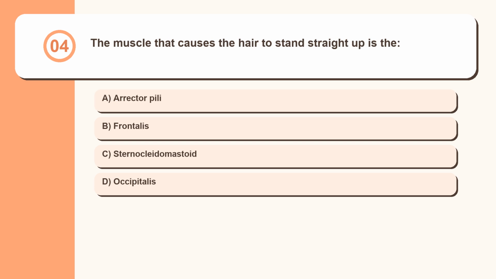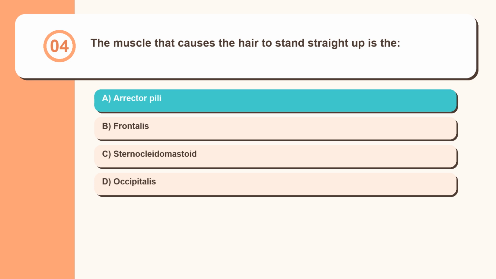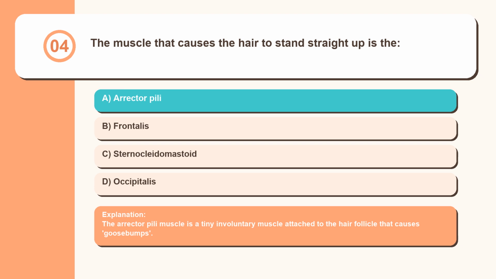Question 4. The muscle that causes the hair to stand straight up is the erector pili, frontalis, sternocleidomastoid, occipitalis. The erector pili muscle is a tiny involuntary muscle attached to the hair follicle that causes goosebumps.